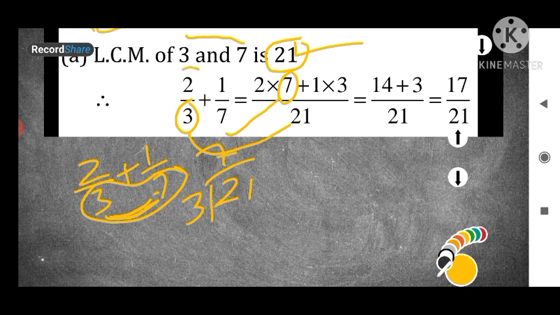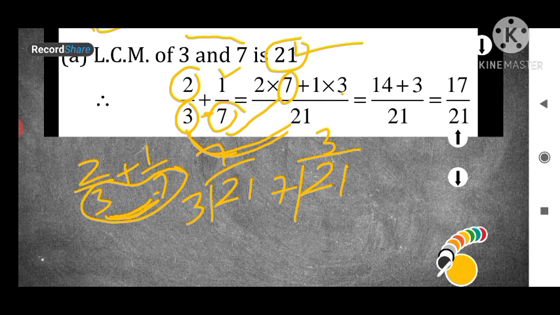First you will write 2, then with this denominator you will divide the LCM. So what we got? 7. Now plus is there, so you will write plus. Then after that 1 is there, so 1. Now again you will divide 21 by 7, then what is the answer? 3. So with 3 you will multiply. So 2 into 7 plus 1 into 3.